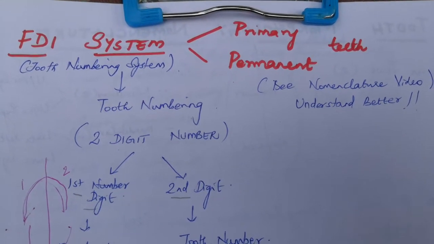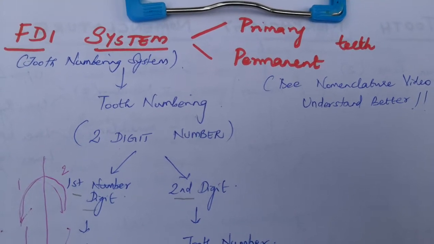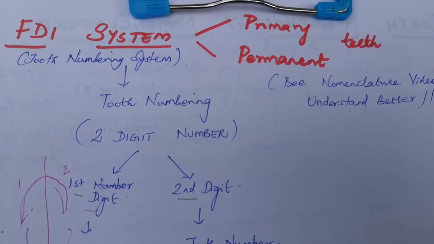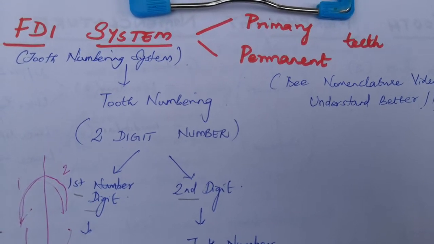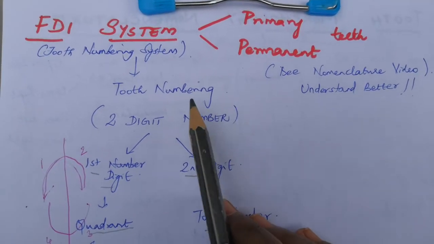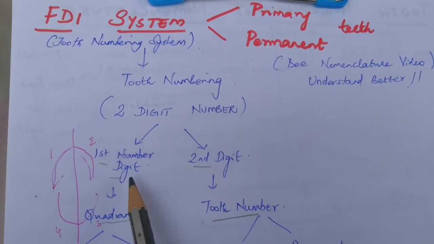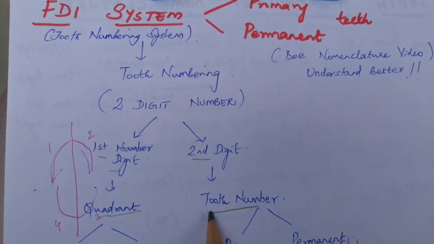Today's class will be on the FDI system of tooth numbering, which is applicable for the primary dentition as well as permanent dentition. Before going into this topic, kindly see the video which is related to tooth nomenclature so that you will understand this chapter very well. So the tooth numbering system has two digits.